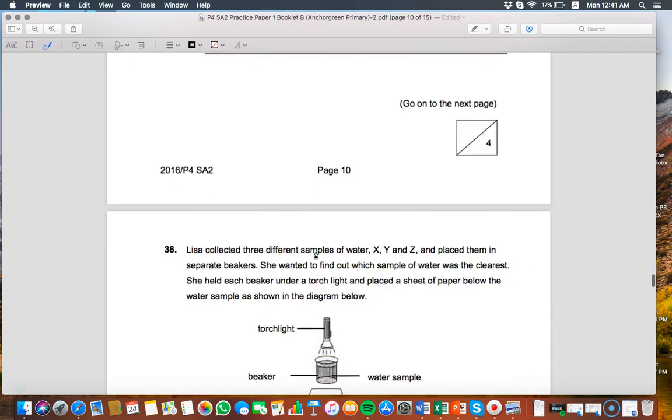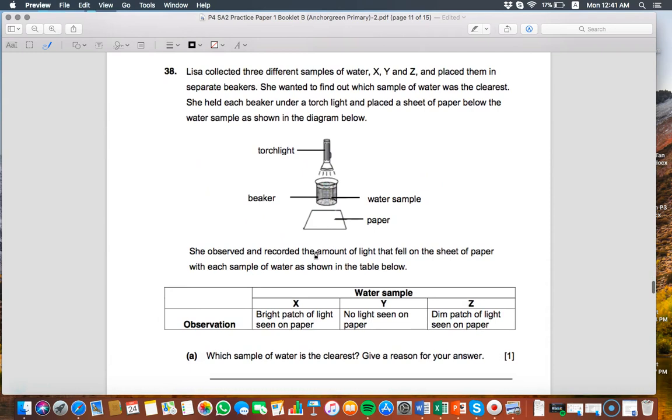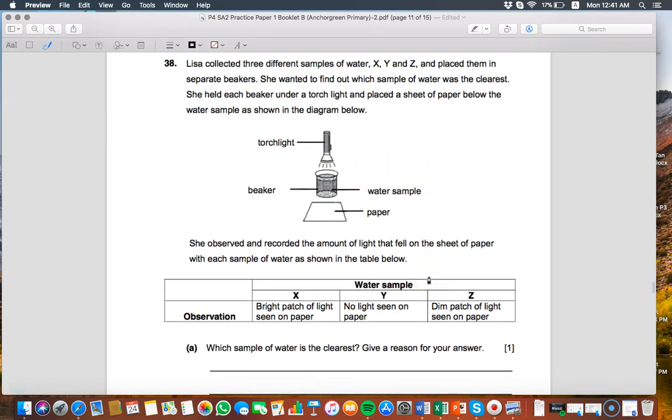Okay, let's move on. Lisa collected 3 different samples of water and placed them in separate beakers. She wanted to find out which sample of water was the clearest. She held each beaker under a torchlight and placed a sheet of paper below the water sample, as shown in the diagram below. So torchlight is your light source. And you change your water sample. Your changed variable is your water sample. The rest should remain the same.